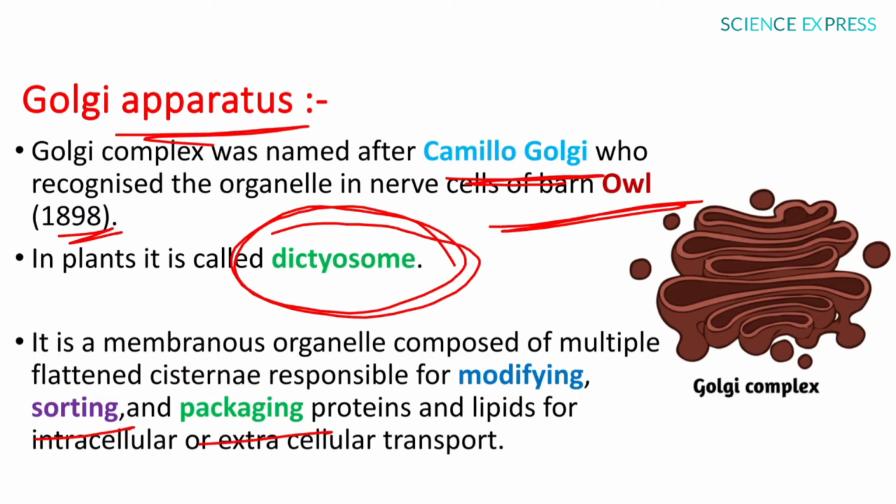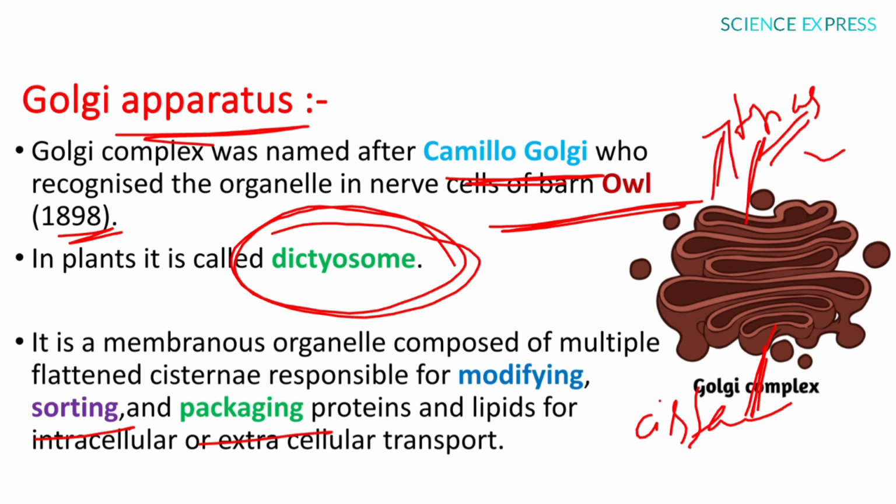In this picture, we can elaborate the terms. That portion is called cis phase, that portion is called trans phase. Cis phase is the forming phase. Trans phase is called the maturing phase. This side is toward the cell membrane and this side is toward the nuclear membrane. Okay.